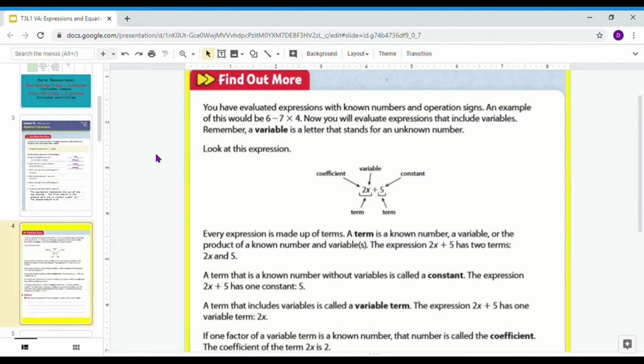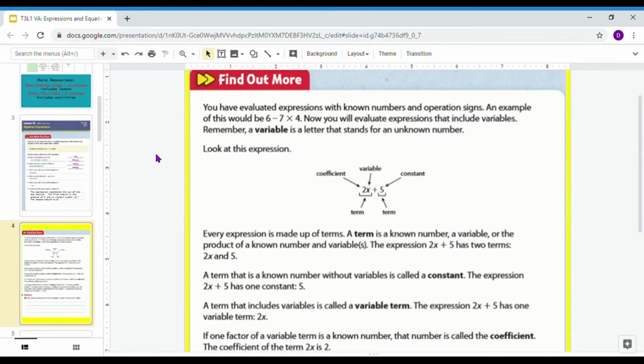An example of this would be 6 minus 7 times 4. So we've already done that. You guys would know to multiply 7 times 4 first and then do 6 minus the product of 7 times 4, order of operations. But now we're going to include those variables.